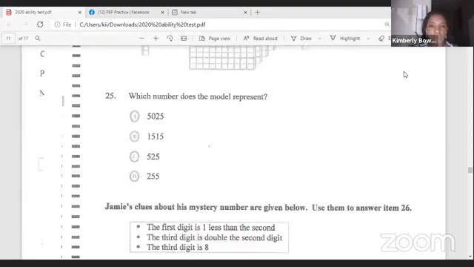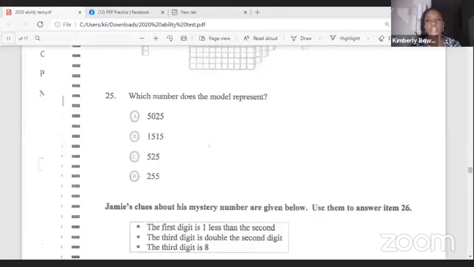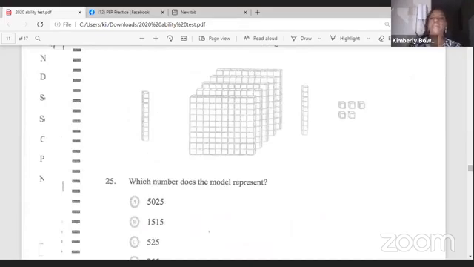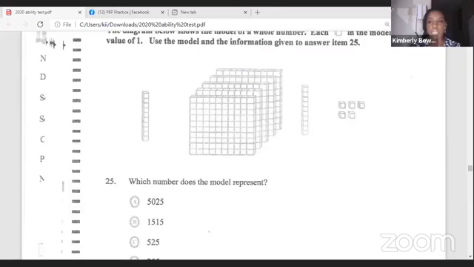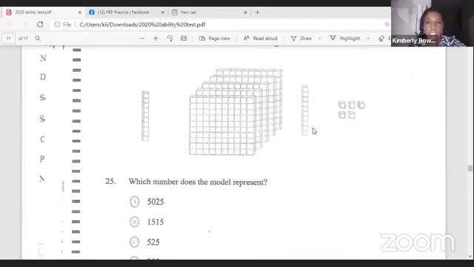So again, it cannot be 5,025 because one of these flat panels does not represent 1,000 of those little cubes. So that could not be 5,000, because there's 5 of those 100 blocks. And if there's 5 of the 100 blocks, then that's 500. It cannot be 1,515 because we're not seeing anything that represents 1,000. So C is the answer.